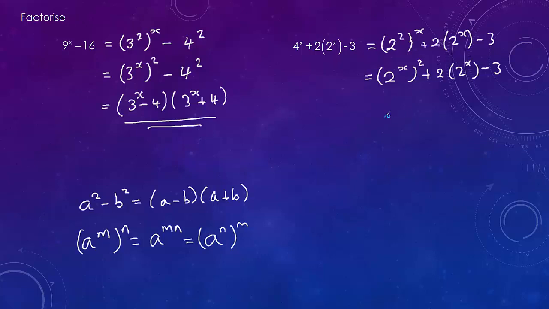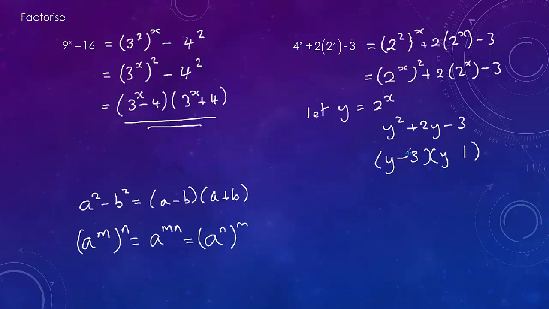And you should recognize this as a quadratic. If I let y be equal to 2 to the x here, then what we've got is y squared plus 2y minus 3. And we can factorize that into 2 brackets, y and y, 3 and 1, and we want a plus 2y. So this one's a plus and that one's a minus. And therefore, we have 2 to the x plus 3 and 2 to the x take away 1.